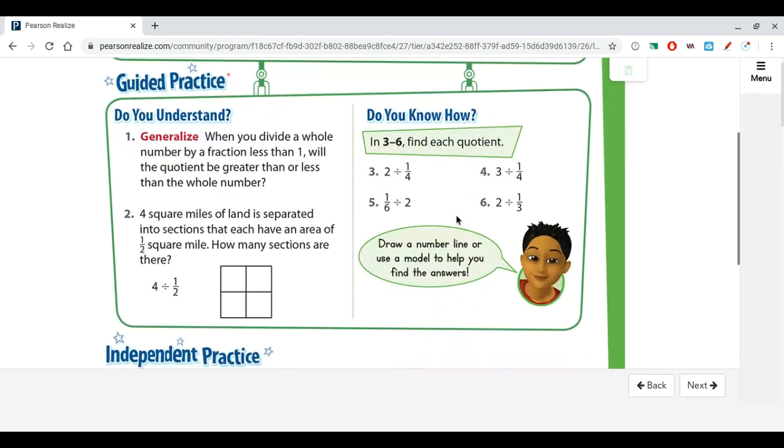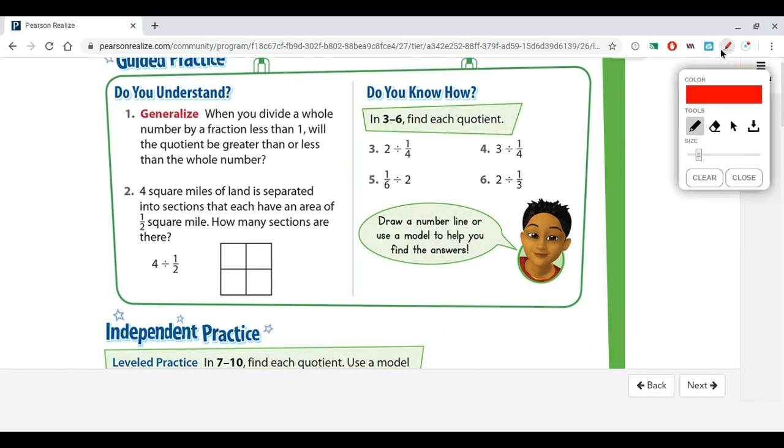So moving into your guided practice, it says when you divide a whole number by a fraction less than 1, will your quotient be greater than or less than the whole number? So because my fraction is less than 1, I will have more parts. So my quotient is going to be greater than. Remember that yesterday when we looked at our lesson, we talked about when I'm dividing by a whole number, my quotient is going to be less than the original fraction. Here, because I'm dividing a whole number by a fraction less than 1, my answer is going to be greater than.